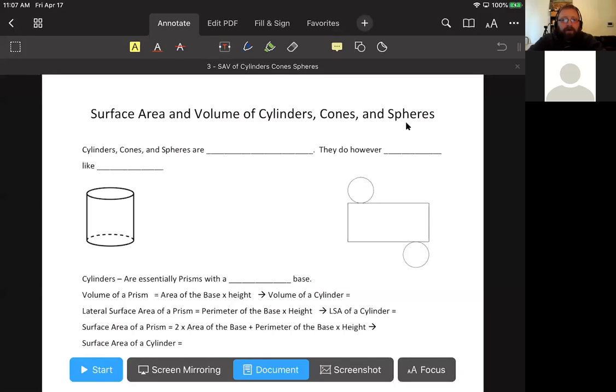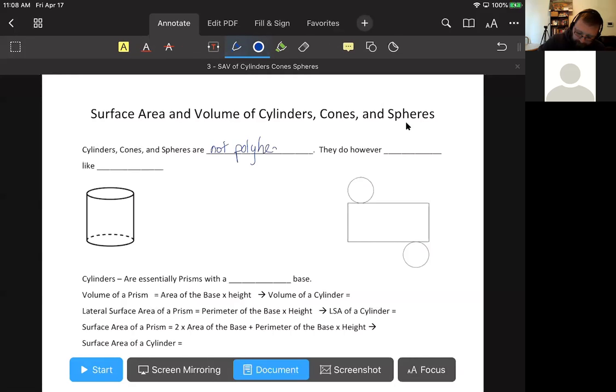Today, we are talking about the surface area and volume of cylinders, cones, and spheres. Now, none of those three shapes are polyhedra. That means that we can't apply the equations that we've already got for volume of a prism or volume of a pyramid directly to these shapes. However, these three shapes, specifically the cylinders and the cones, do behave exactly like polyhedra.